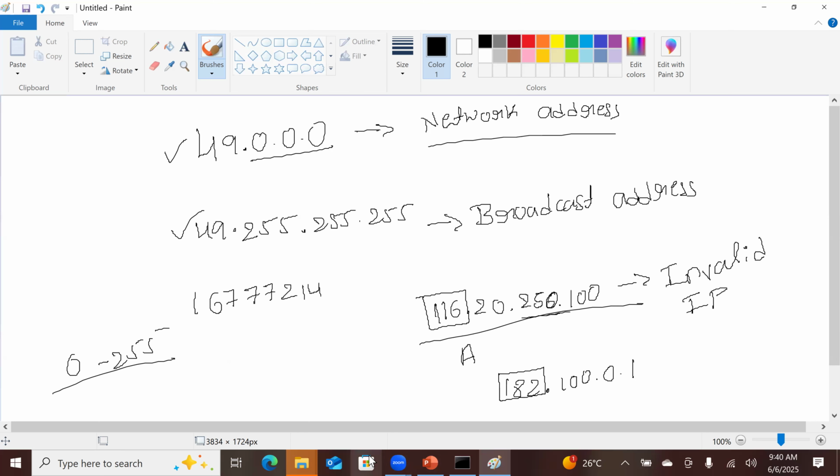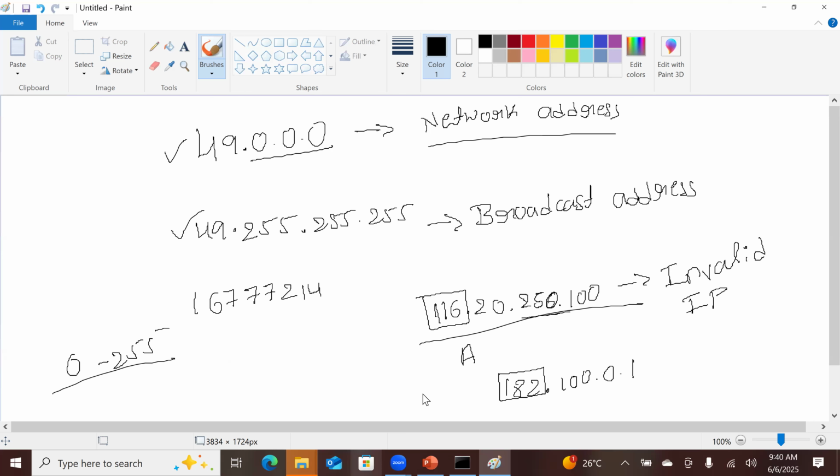The range of class B is 128 to 191, and this is a number between that. Okay, understood. So how do we identify the class of that IP address? Based on that, you can have the subnet mask.